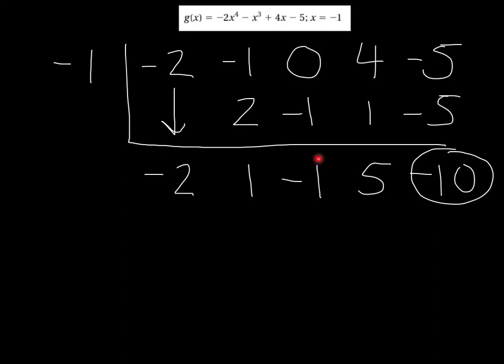0 minus 1 gives us a negative 1. We multiply negative 1 by negative 1 to get positive 1 under the next coefficient. 4 plus 1 gives us 5. 5 times negative 1 gives us a negative 5. And negative 5 plus negative 5 gives us a value of negative 10. So when we evaluate this function for the point x equals negative 1, we get a y value of negative 10.